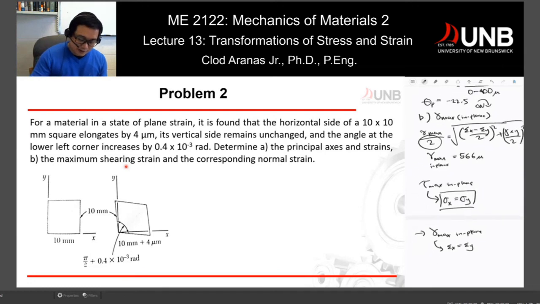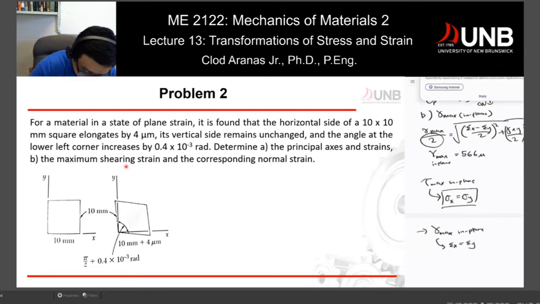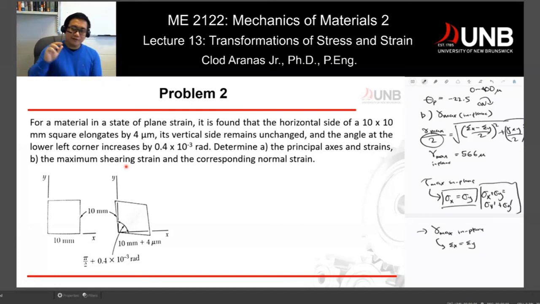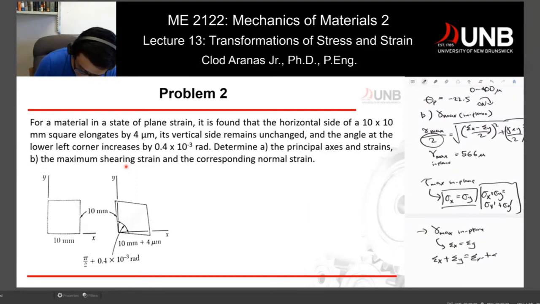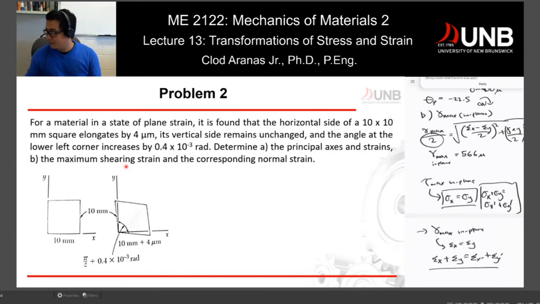And remember that we have the following relationship: sigma x plus sigma y is equal to sigma x prime plus sigma y prime. So whenever we rotate our element, if you add the x and y components, that would always be equal. Same thing for a strain. So for strain, if I have x and y, whenever I rotate it to another angle, this would always be true.